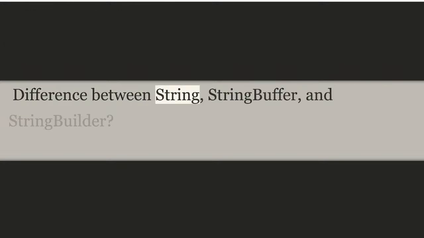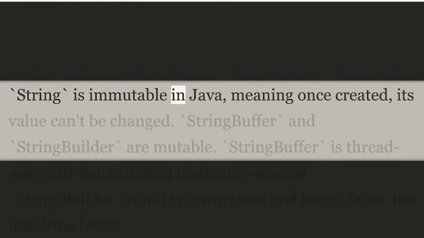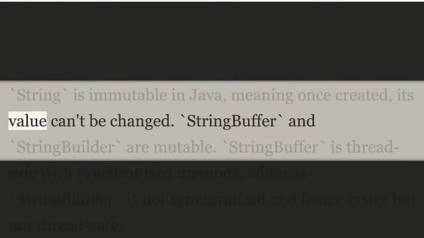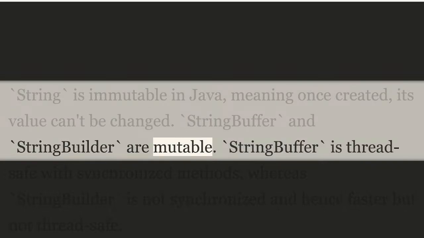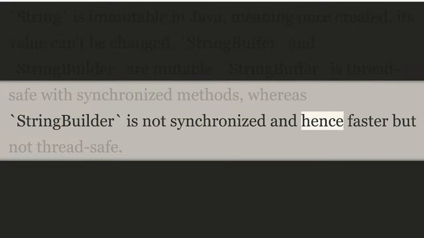Difference between String, StringBuffer, and StringBuilder? String is immutable in Java, meaning once created, its value can't be changed. StringBuffer and StringBuilder are mutable. StringBuffer is thread-safe with synchronized methods, whereas StringBuilder is not synchronized and hence faster but not thread-safe.